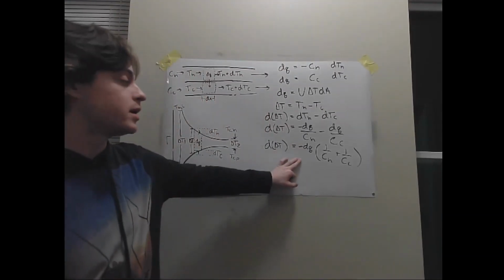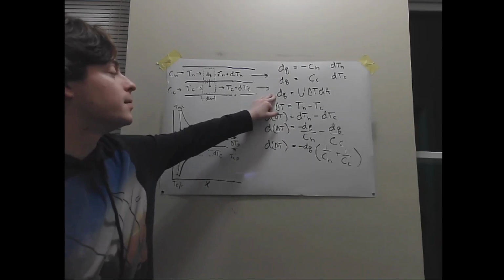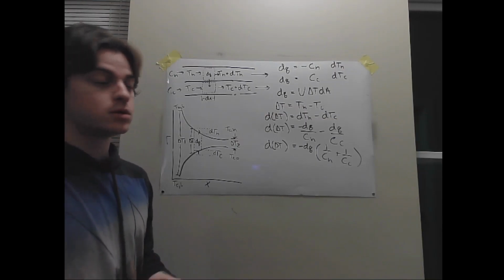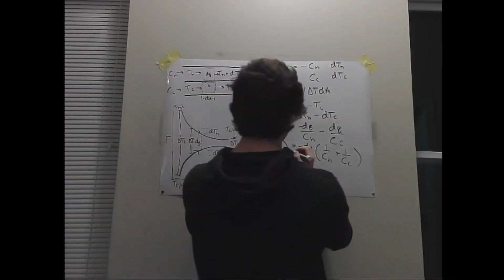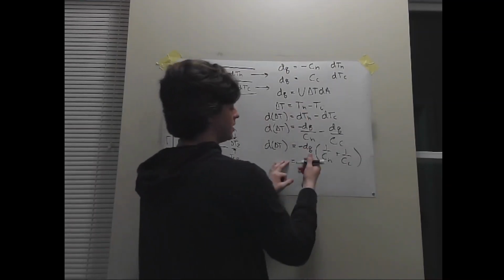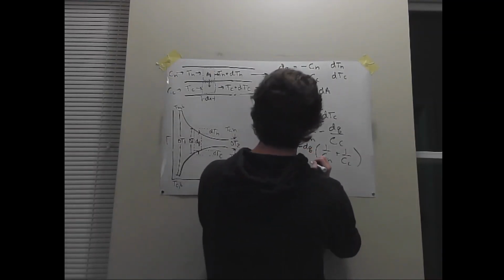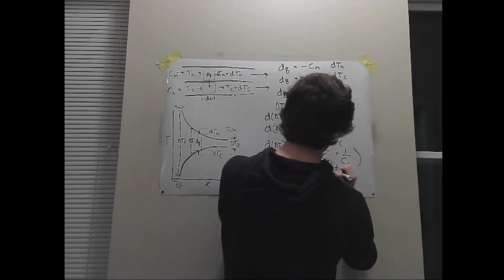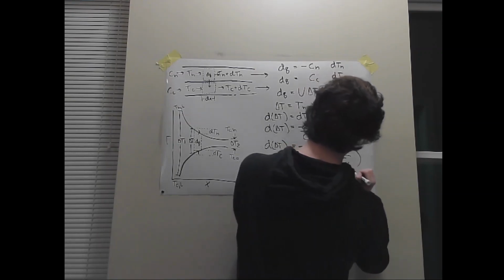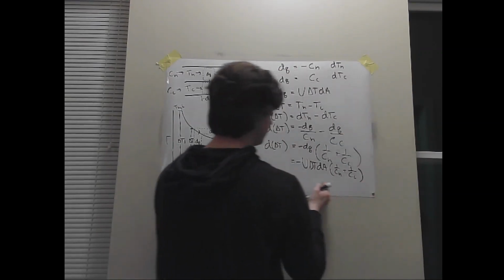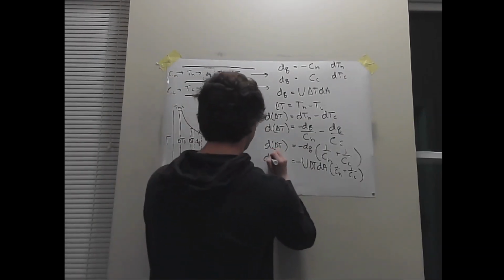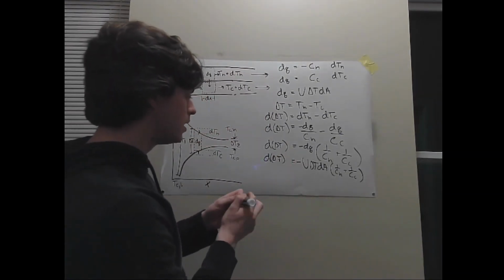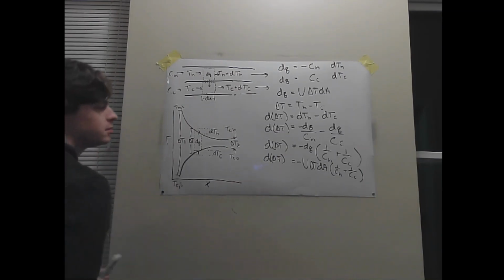And now we can plug in our third equation for the small amount of heat transferred. And we'll be able to separate out variables and take integrals of both sides. So just to directly substitute this in, I'm going to have negative U times delta T times dA times 1 over C sub h plus 1 over C sub c. So I just directly substituted this in. And now from here, I'm going to give myself a little bit more room and start back up at the top.